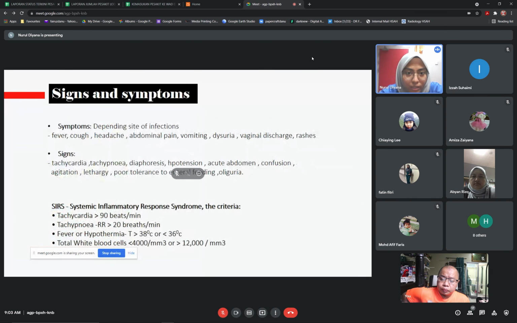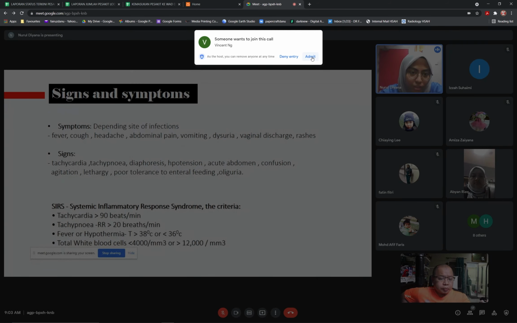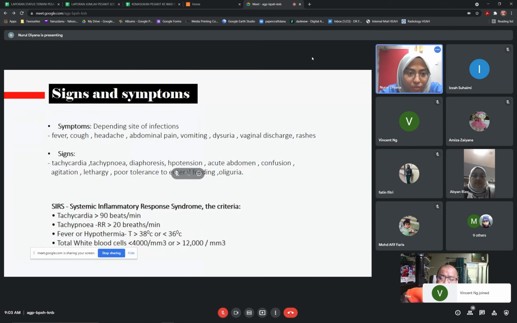So there are signs and symptoms of infection, but the symptoms depend on the site of infection. For example, fever, cough, headache, abdominal pain, vomiting, dysuria, vaginal discharge, rashes. Signs: the patient might have tachycardia, tachypnea, diaphoresis, hypotension, acute abdomen, confusion, agitation, lethargy, poor tolerance to enteral feeding or oliguria.